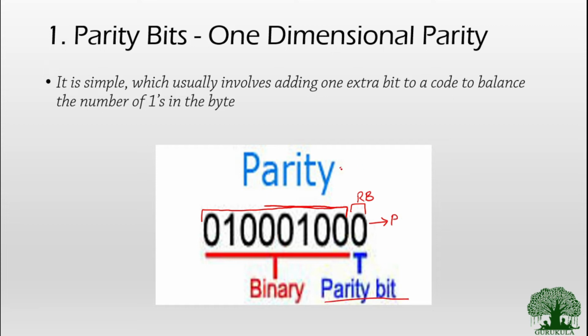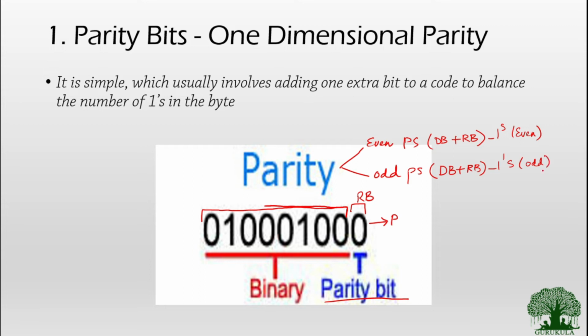Parity can be of two types: even parity system and odd parity system. In an even parity system, putting together your data bits and your redundancy bit, the total number of ones must be even. In an odd parity system, putting together your data bits and the redundancy bit, the total number of ones in the code word must be odd. In this example, we already have two ones and the parity bit is 0, so this is an even parity system.